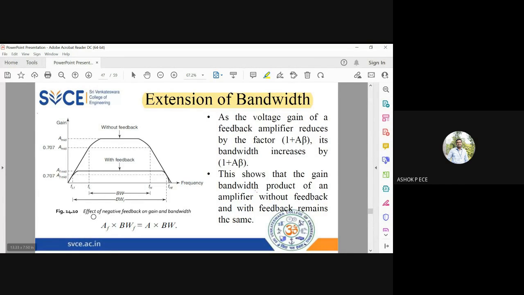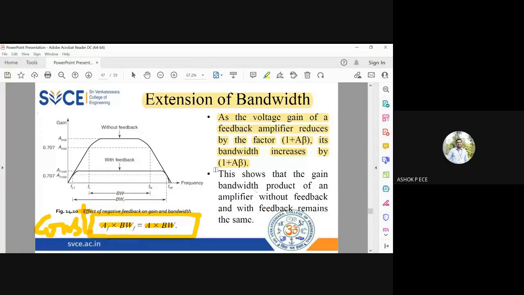And see the equation, what I told, AF into BWF equal to A into BW. Gain bandwidth will be constant without feedback. Whether it is without feedback or with feedback, the gain bandwidth product will be constant for any amplifier. Okay, so as the voltage gain of amplifier with feedback reduces by 1 plus A beta, the bandwidth will increase by 1 plus A beta to ensure that this product is always a constant. Okay, so how much quantity the parameter is reducing, the equivalent thing, your other parameter will increase.